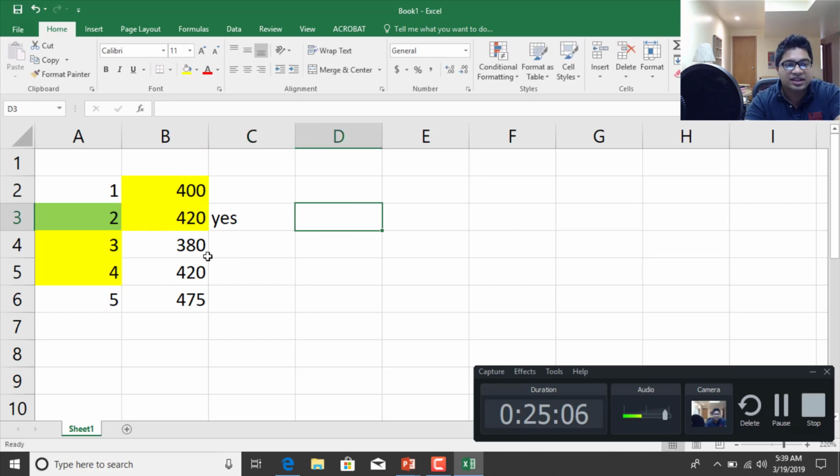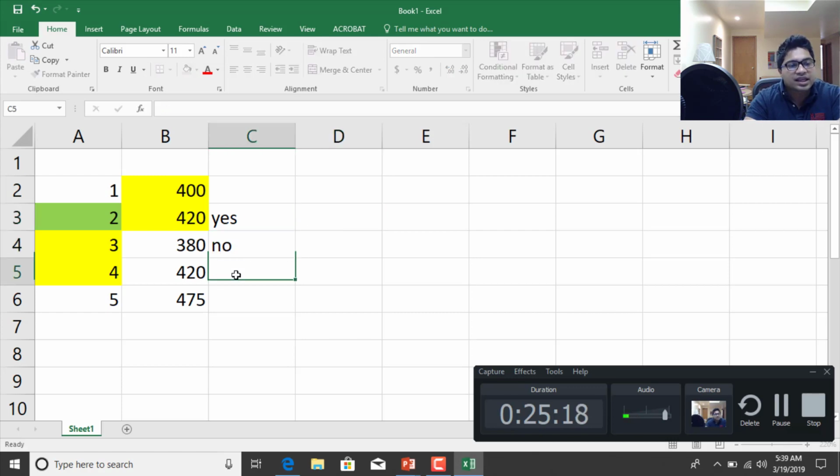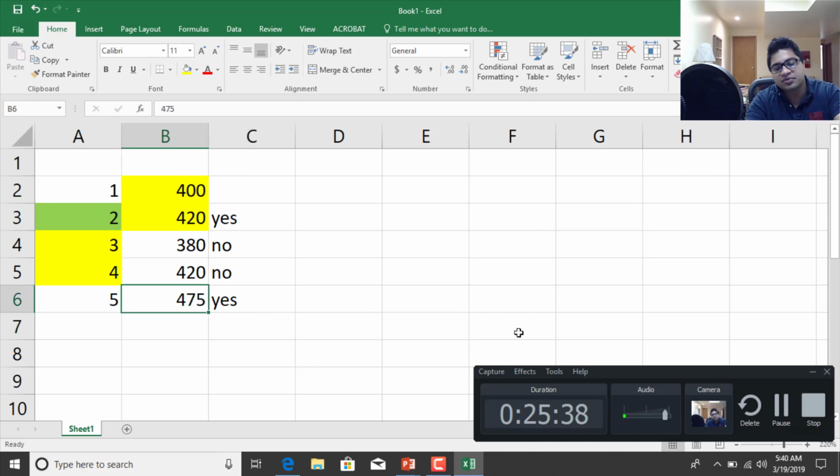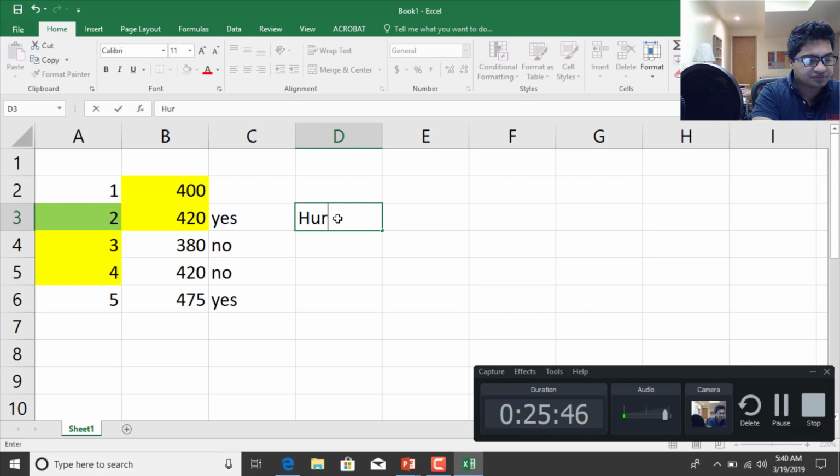Third year it went down to 380, so will incentive fees be paid? No, because the watermark is 420 and the current fund value is 380, so incentive fees will not be paid. In the fourth year it is 420, so the fund value went up from 380 to 420, so the fund did grow in size, but it is still not beating the watermark of 420, so incentive fees will not be paid. In the fifth year incentive fees will be paid because the watermark is 420 and the fund value is 475. So this is how a high watermark is used. Next concept is hurdle rate.